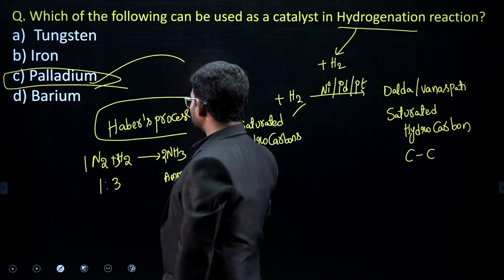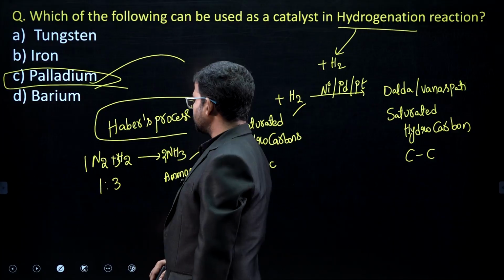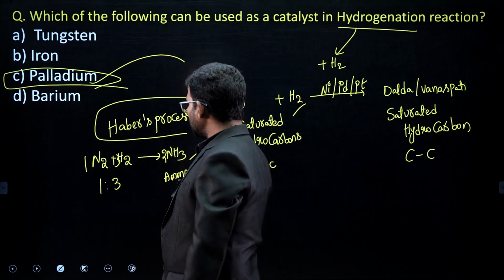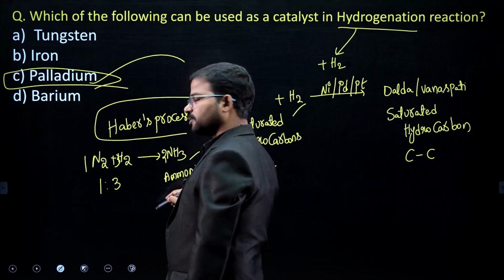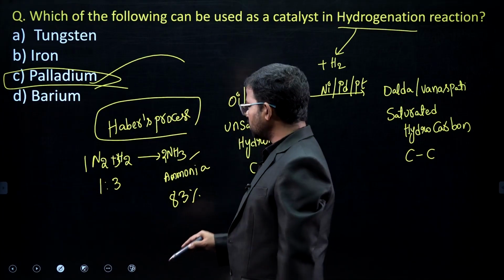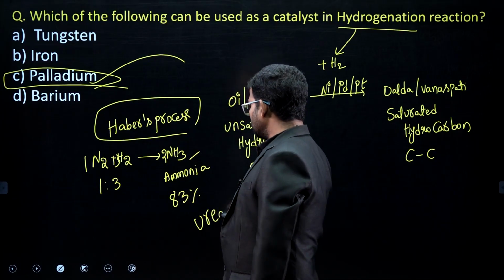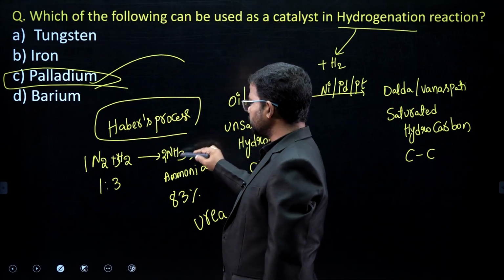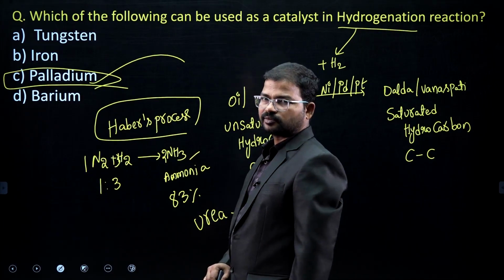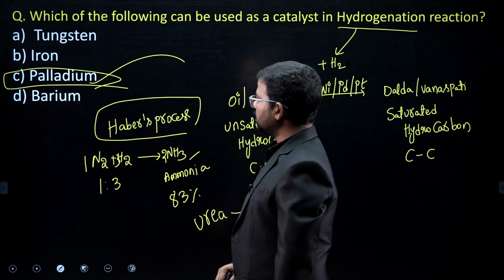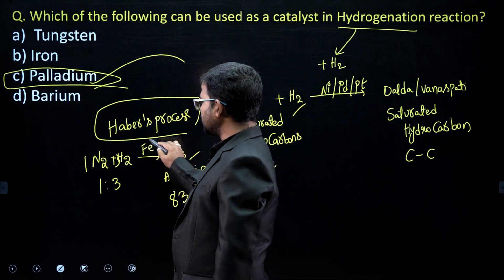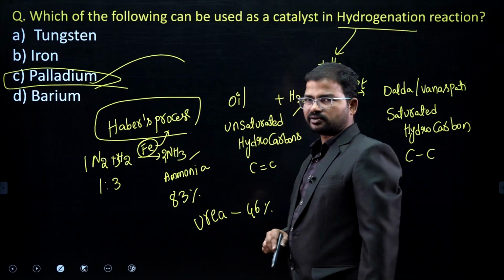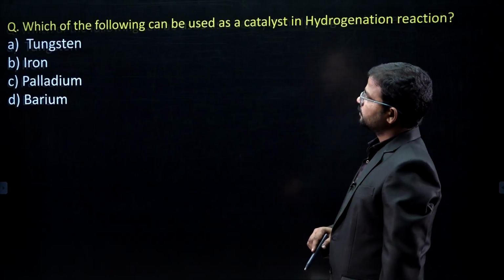So in the Haber process, which chemical is mostly produced? Ammonia. This is the best nitrogen supplier. Around 83% of it is nitrogen. Compared with urea, in urea we have only 46% nitrogen, but here we have approximately 83%. Here the catalyst is iron. In the Haber process, to increase the rate of reaction, we consider iron as a catalyst.